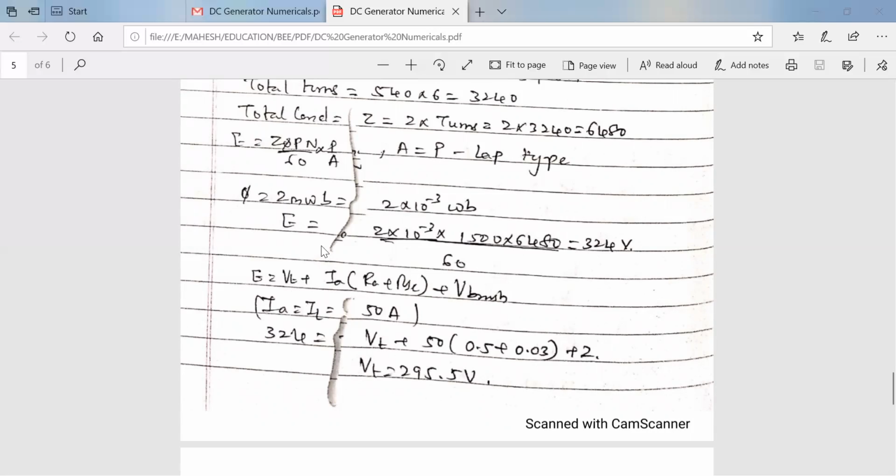As it is series connected, we have to write the formula Vt plus Ia into (Ra plus Rsc), because we need to consider the voltage drop across the series winding, and Vb. If it is given, we have to consider it. If the Vb is not given, we can leave it.